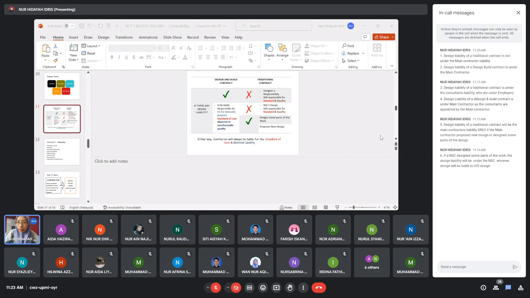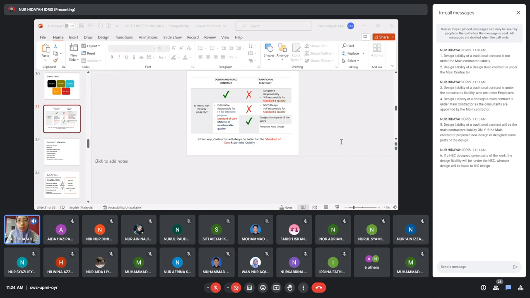So Akilah. Yes, madam. Okay, finish up to number six. Okay. My statements actually help you answer. For example, when you talk about responsibility being under the main contractor, then number four I wrote further, as the consultants are appointed by the main contractor. So you can relate. Why is design liability of a design build contract under the main contractor? Because all the consultants are appointed by the main contractor. Understand? The lower statements are more detailed, so it's actually trying to help you.